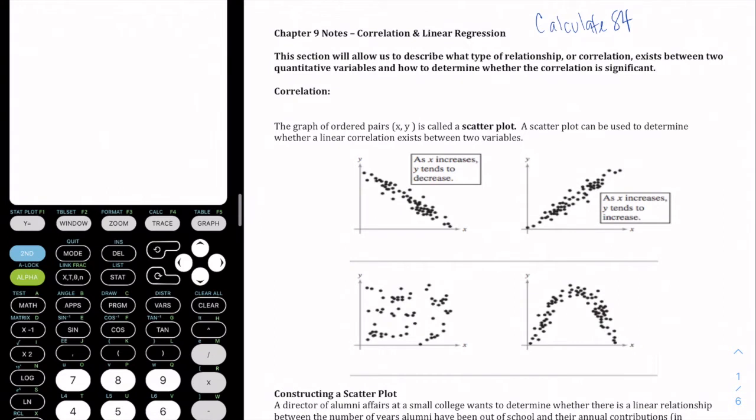Okay, so Chapter 9 is about correlation and linear regression. So this section will allow us to describe what type of relationship or correlation exists between two quantitative variables and how to determine whether the correlation is significant. So a correlation is simply a relationship between two variables.